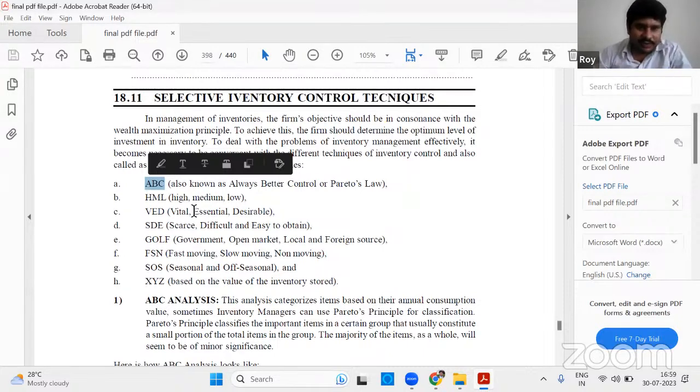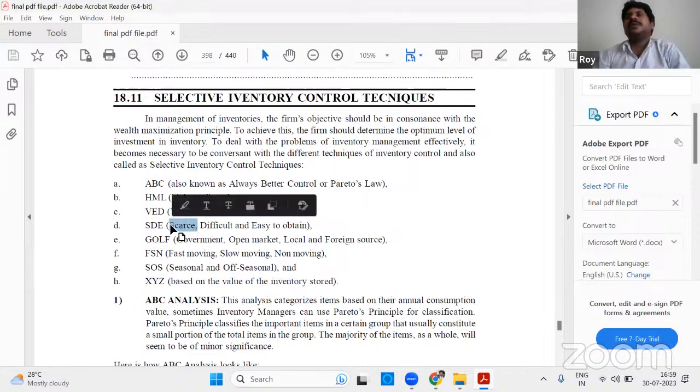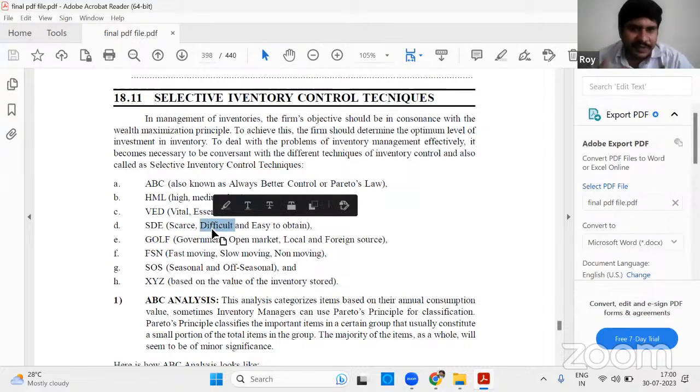Other techniques are based on high, medium and low consumption; vital, essential, desirable, right? Then scarce items: that means you will find very few, you can't buy them all the time. Whenever they are available, you need to buy more and keep them. They are difficult to buy; you can get the items, but with great difficulty. Then easy to obtain items, which you can buy at any season. See?